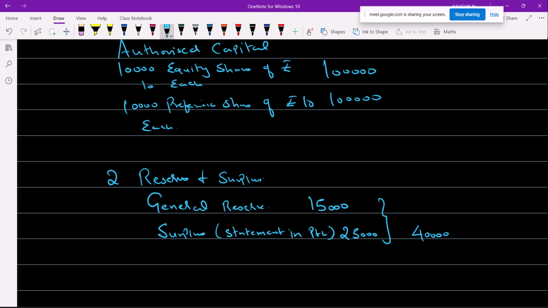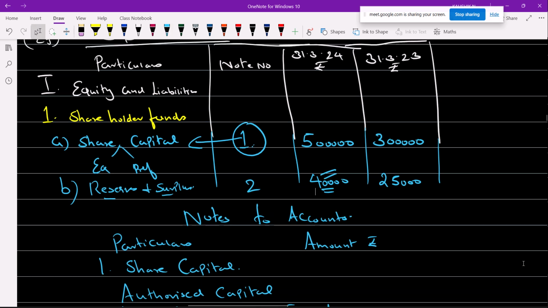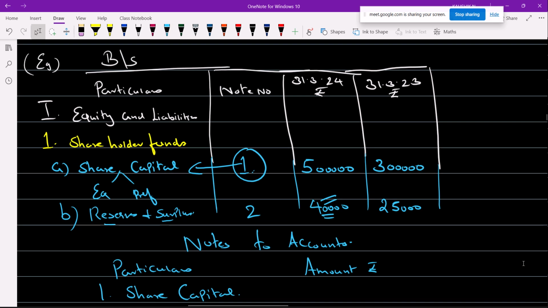This is how your balance sheet and notes to account are tied and aligned. You cannot separate these two items, balance sheet and notes to account. They are inseparable.